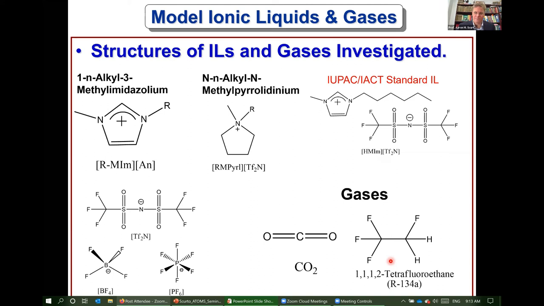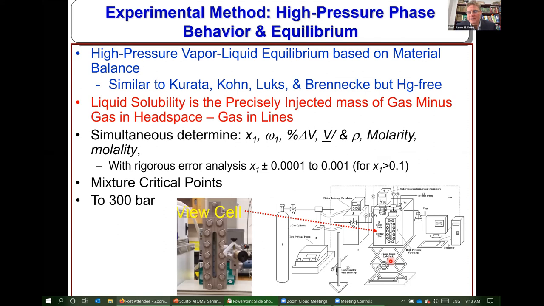So just a little bit on some of the experimental methodology. We have developed a high pressure vapor-liquid equilibrium cell. It's based upon a mass balance where we know precisely how many moles, how much mass, of the gas we inject into our system. And then by difference, knowing how much of that gas still remains in the lines and the headspace, we can determine how much of that gas must be in the liquid phase, in this case, the ionic liquid phase. And so we can simultaneously also get some approximations for density, and thus we're able to compute things like molarity, et cetera. We're also able to get critical points, both visually observe them, but also get the compositions at the critical point. And this particular cell can go up to 300 bar or so.